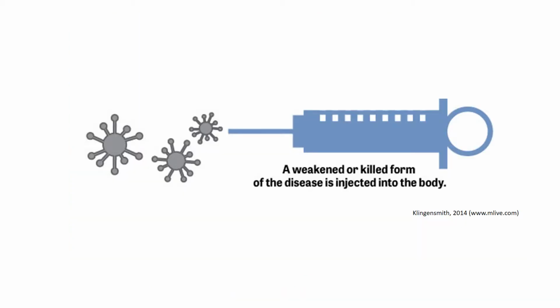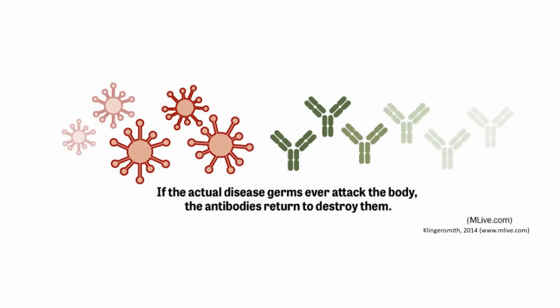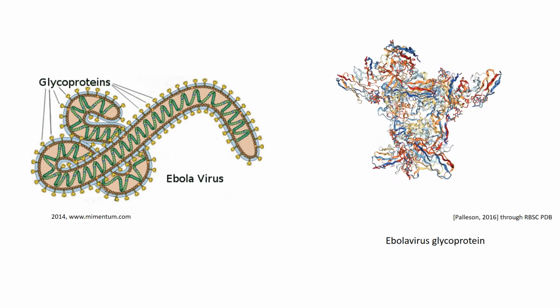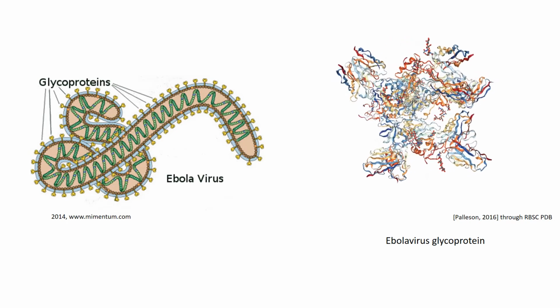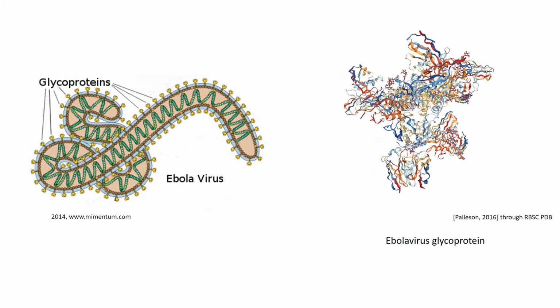Vaccines function by exposing the body to antigens of a virus, so that the body can develop a large stock of antibodies that specifically recognize the virus's antigens, and will be able to respond quickly and effectively to infection by the true virus. In the case of Ebolavirus, the antigen that the immune system's antibodies respond to most readily is a glycoprotein located on the exterior membrane of the virus.